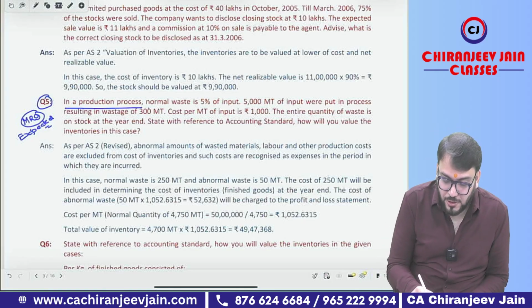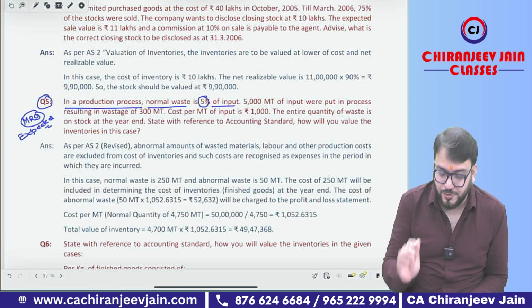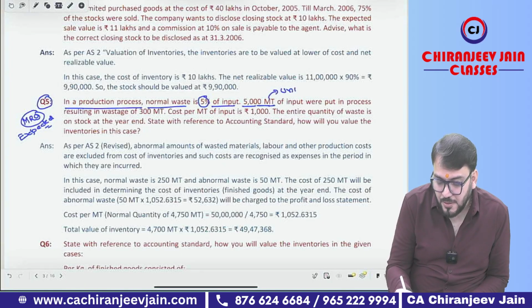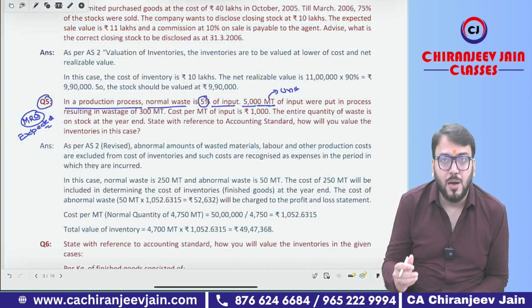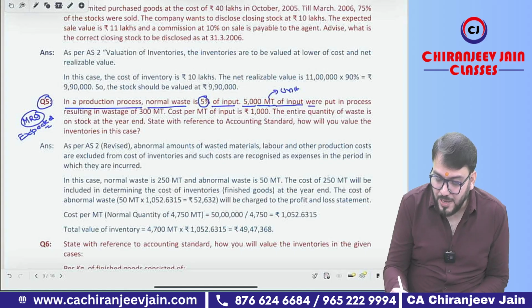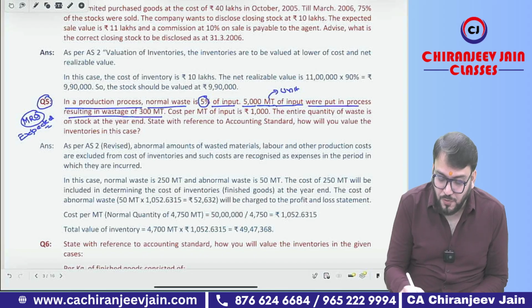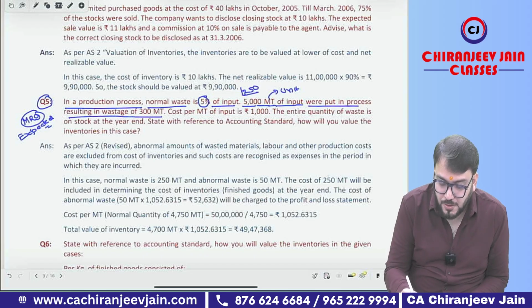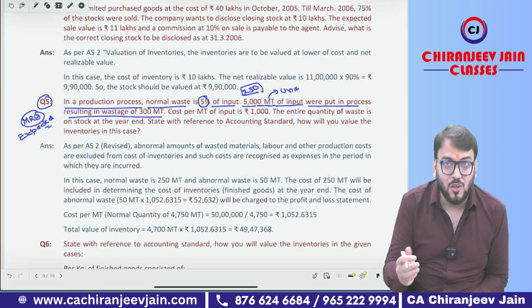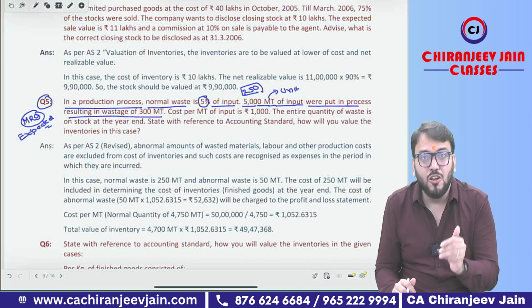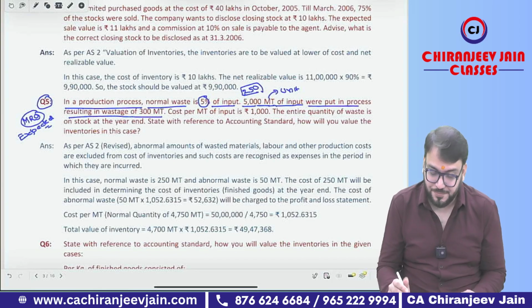In a production process, normal waste is 5% of input. So 5% is normal loss. 5,000 MT, which is a unit of measurement, just like kg. Full form is metric ton, of input were put in the process, resulting in a wastage of 300 MT. The total wastage is 300 MT. You can see 5,000 into 5%, or 250, is the normal loss. So can I say 50 is abnormal loss? Any loss which is more than normal loss will be abnormal loss.